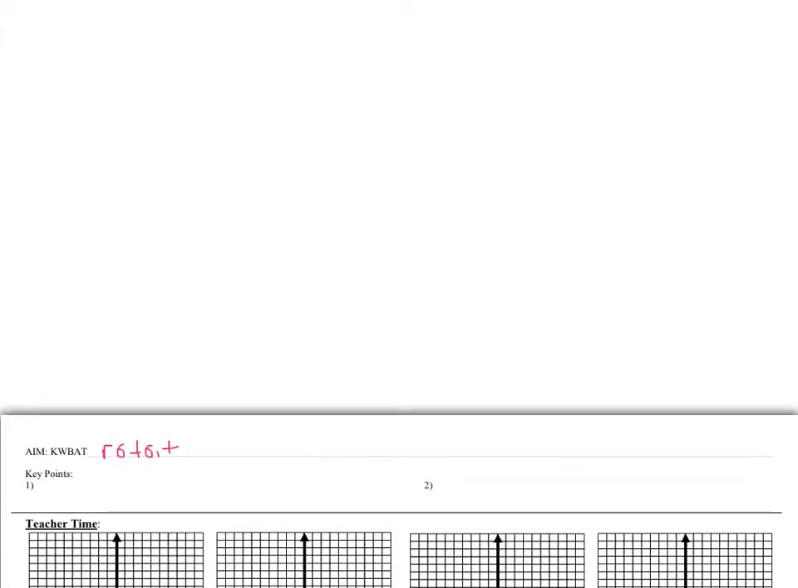Rotate a figure or point 180 degrees about the origin.